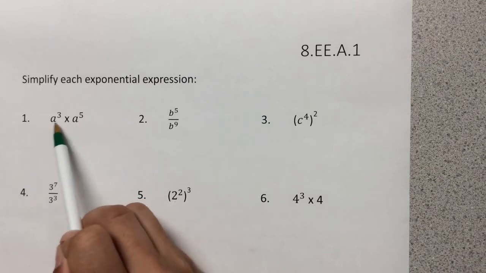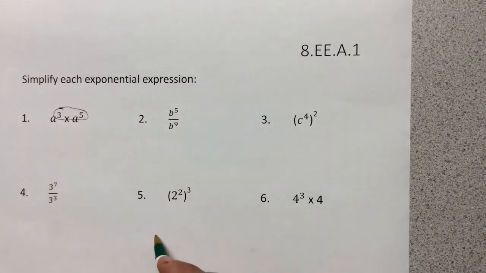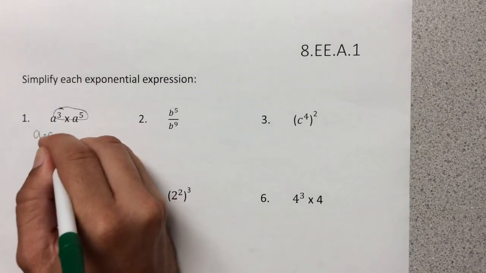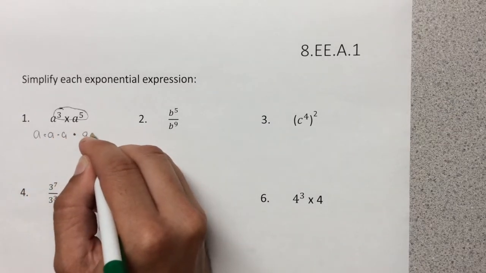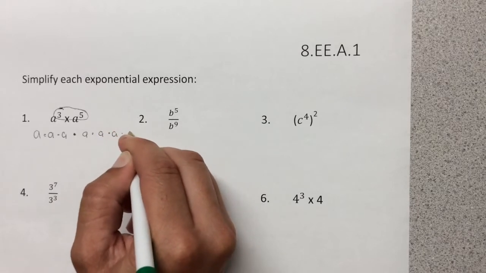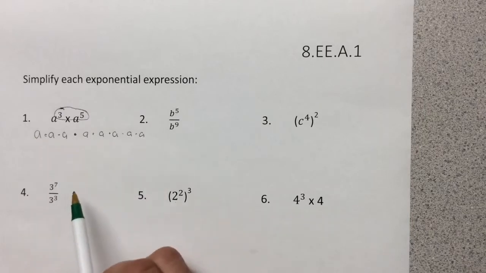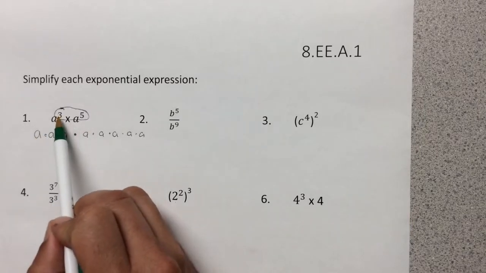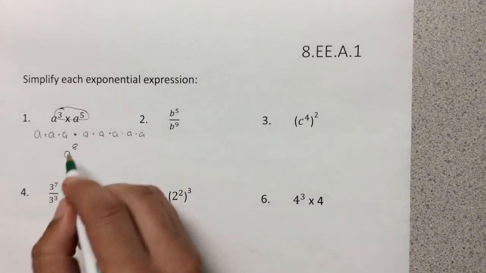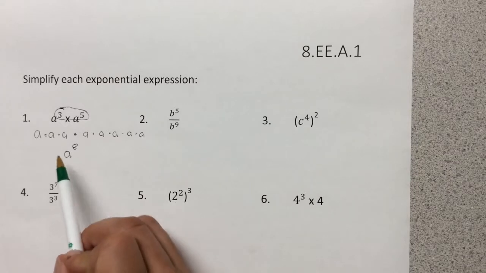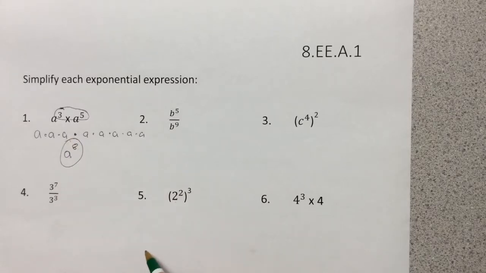Since we are multiplying, you know that the rule would be to add your exponents, because what we'll have is a times a times a multiplied by a times a times a times a times a. All of these are being multiplied together, so what we're doing is adding them. That's why we say 3 plus 5, which is a to the 8th power. We cannot simplify this any further because we have a variable to an exponent, so this would be your final answer, a to the 8th.